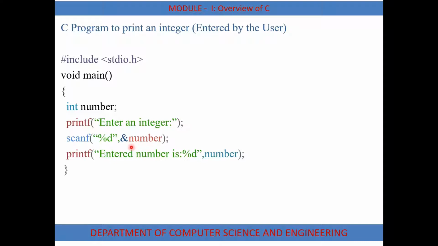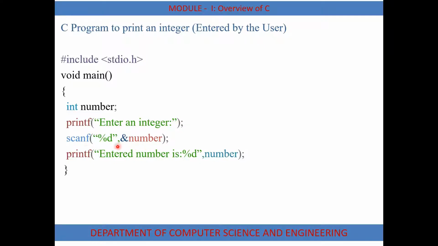This scanf function takes the input from the user, and the %d in the scanf function is used to take the integer input from the user. When the user enters an integer, it is stored in the variable number. So here the & gets the address of this variable, that is number, and the value entered by the user is stored in this address.